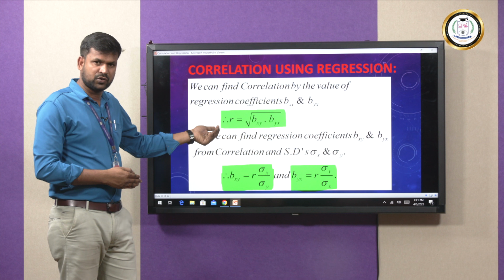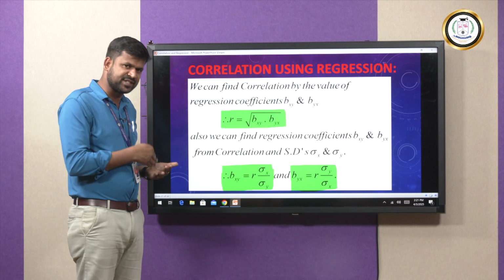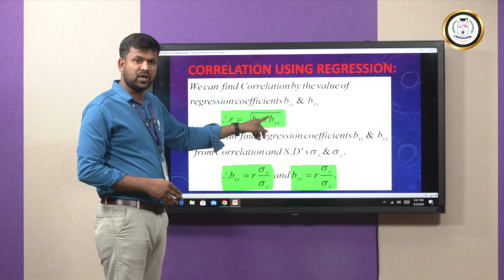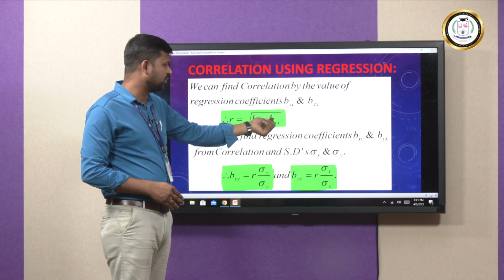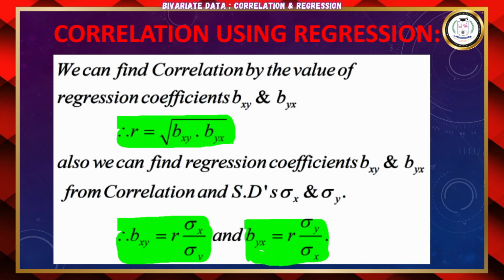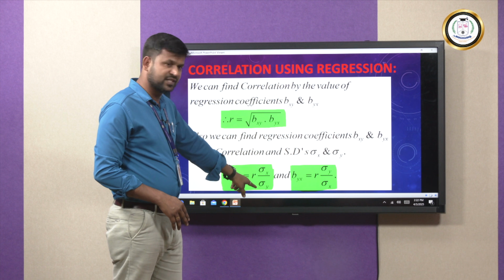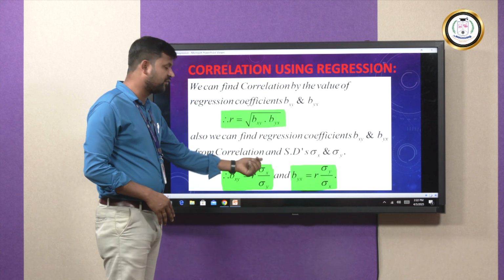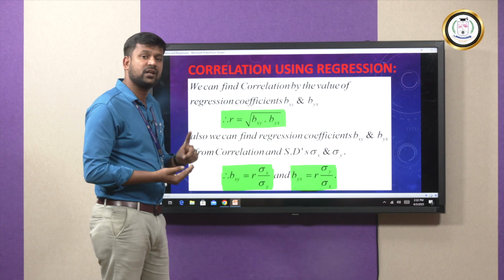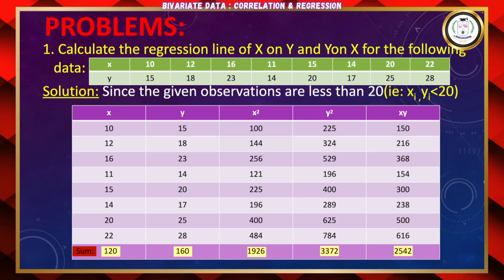So the additional formula to find correlation that we have already seen: correlation is equal to the root of the multiplication of the regression coefficients, bxy into byx. At the same time, when they have given the regression coefficients along with the correlation, then the standard deviations sigma x and sigma y, we can find the regression coefficients also. It is only when they have given standard deviation and correlation. Let's see some problems on this.